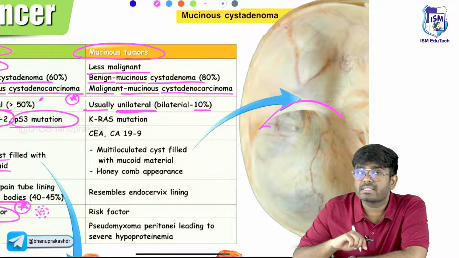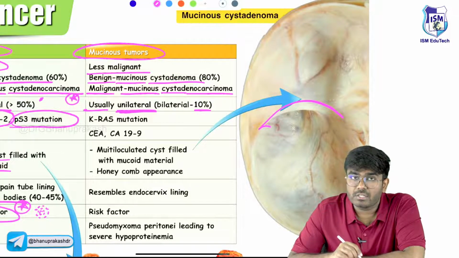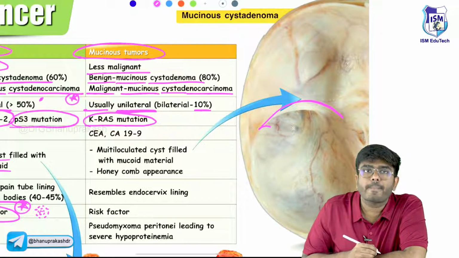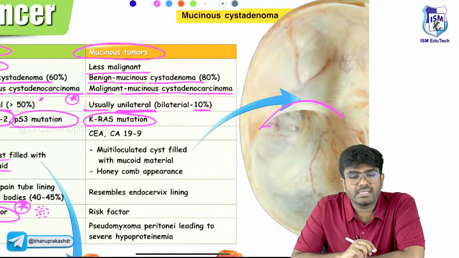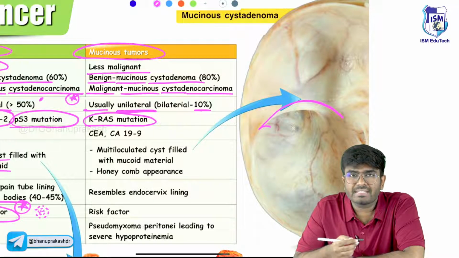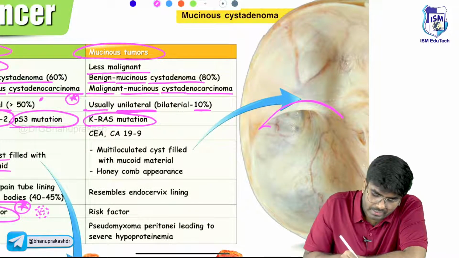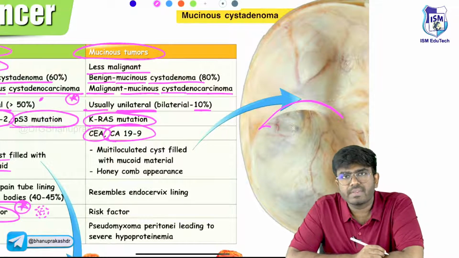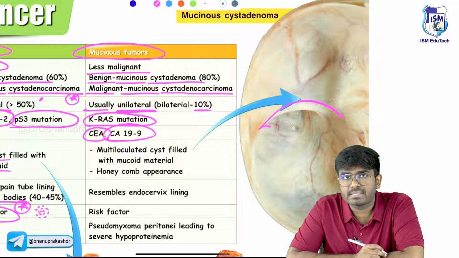Why, sir? Serous cystadenomas or cystadenocarcinomas are because of the BRCA1, BRCA2 gene mutation. Here it is because of KRAS mutation. There the serum cancer marker is CA125. Here the marker is carcinoembryonic antigen and CA19-9. CA19-9, we have also discussed in pancreas. In pancreatic cancer, CA19-9 levels will be elevated.